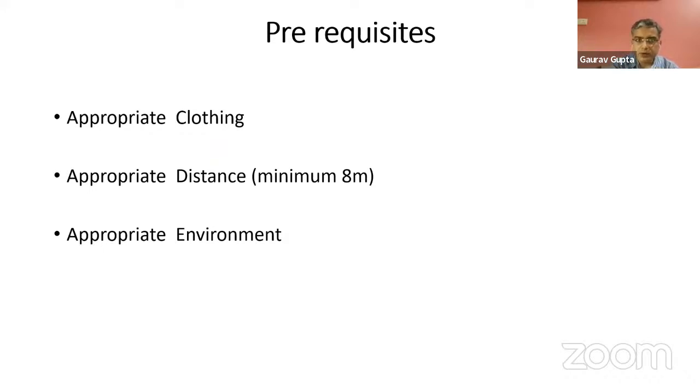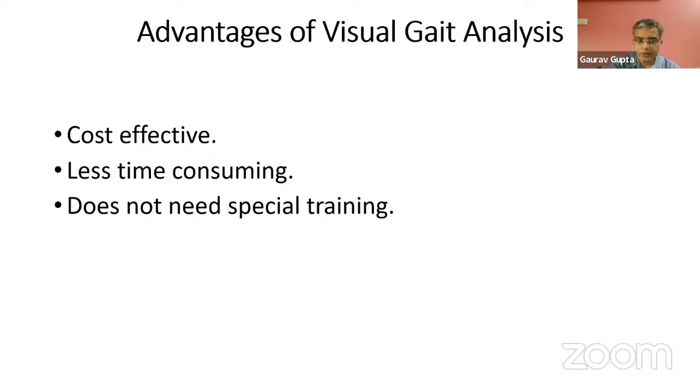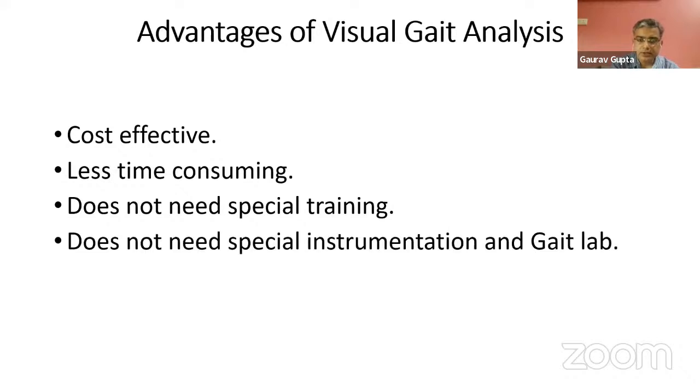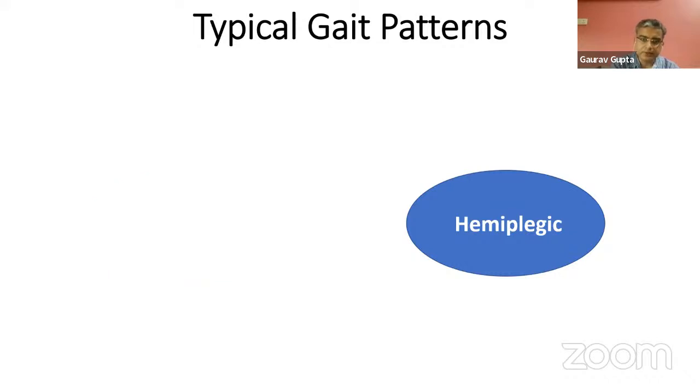Then appropriate distance, a minimum 8-meter distance should be there so that the child can walk back and forth, and an appropriate environment. Not much distraction should be there. Advantages: it is cost effective, it is less time consuming, it does not need special training, and it does not need special instrumentation and gait lab. So typically we see two gait patterns, hemiplegic and diplegic. Let us talk about hemiplegic gait.